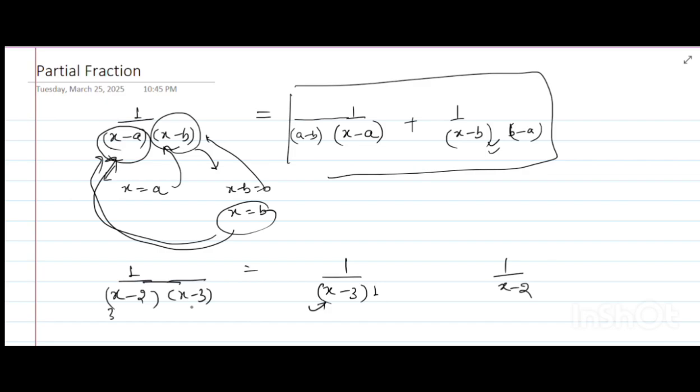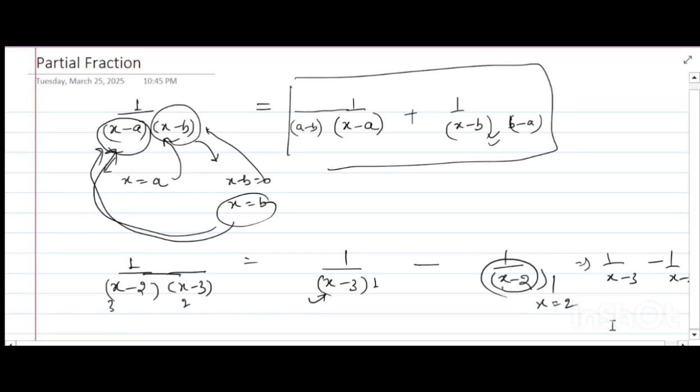And when you put x minus 2 equals 0, from here you will get x equals 2. Use it in the other factor here. So 2 minus 3, that is minus 1. So put minus 1 here. So you got the fraction 1 upon x minus 3 minus 1 upon x minus 2. This is one example. Further, let's do one more example.